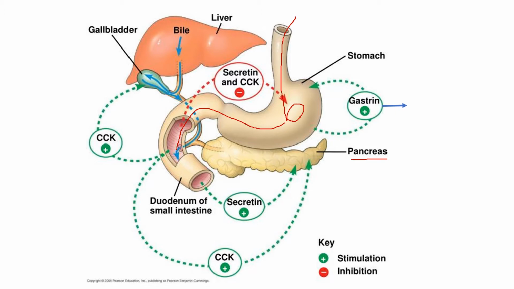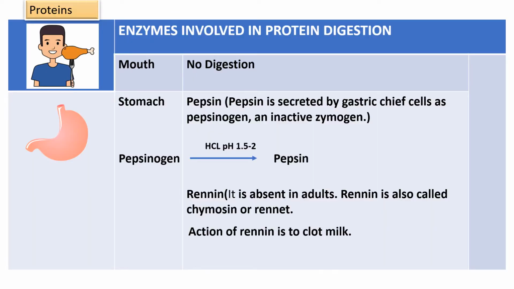Here gastrin, as we know, is required for the denaturation of protein. Now in the mouth there is no active enzyme, so there is no digestion. While in the stomach we have pepsin; the inactive form is pepsinogen, and this pepsinogen gets converted into pepsin, and is secreted by the gastric chief cells. This pepsinogen gets converted to pepsin by the acidic pH, which is provided by concentrated HCl.